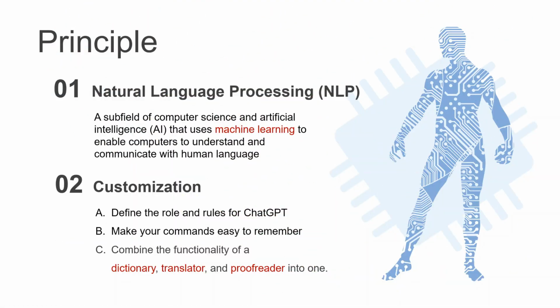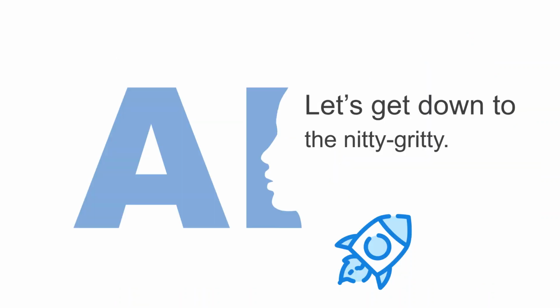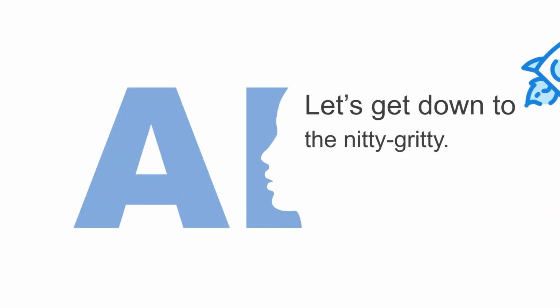Since ChatGPT is built on advanced language models, it can serve as a walking dictionary, providing instant definitions, pronunciations, and synonyms, as long as you define the rules for ChatGPT. And the best part is that you can turn it into a personal response coach, guiding you to craft just the right reply and even proofreading your messages. Okay, you may wonder how to do that. Let's get down to the nitty-gritty.